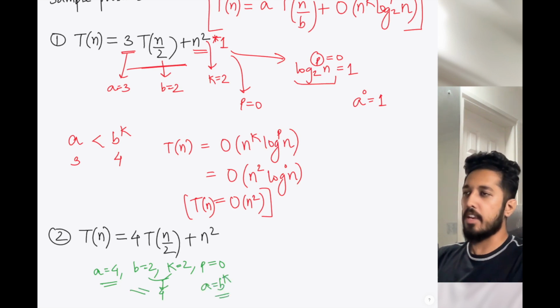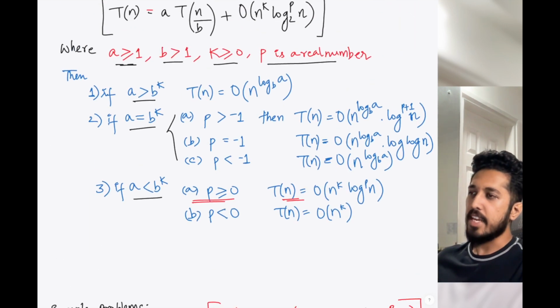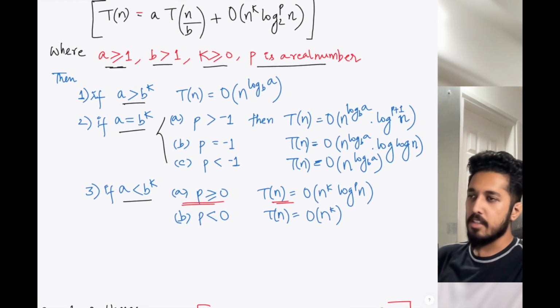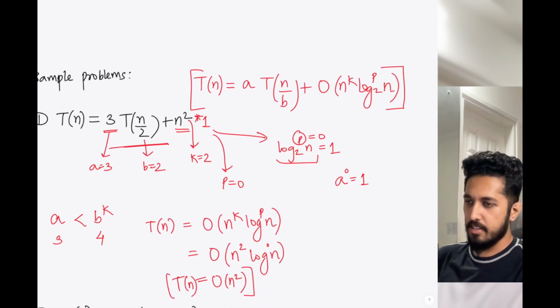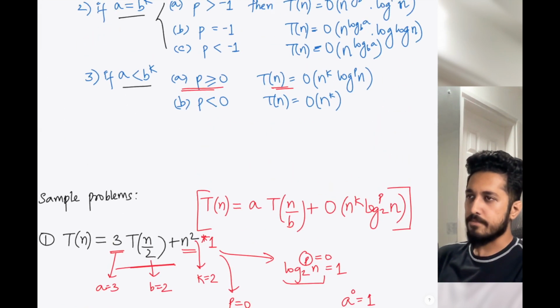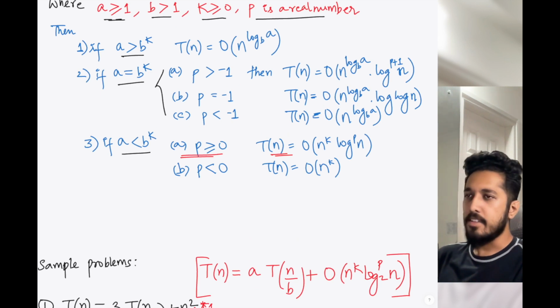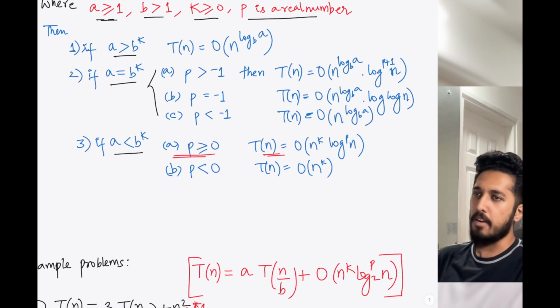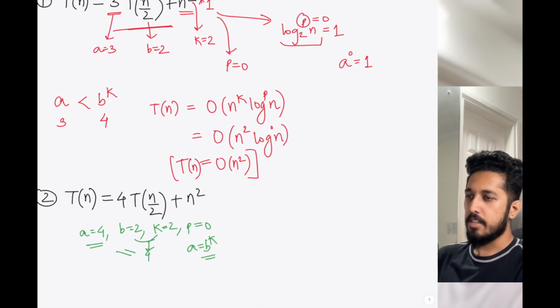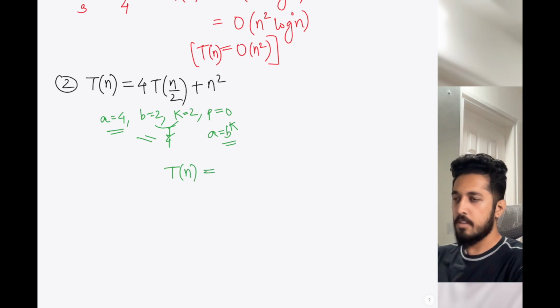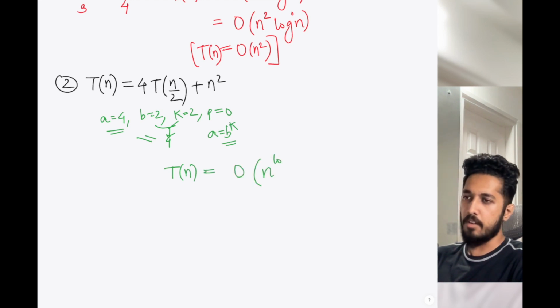Now if a equals b power k, then the second condition will be applied. As a part of the second condition, there are three subconditions which state if p is greater than -1, p equals -1, or p is less than -1. So we know that p is again 0 in this case. Therefore, it falls under the first subcondition, which is p greater than -1. Then the time complexity will be equal to big O of n power log base b a into log n power p plus 1.